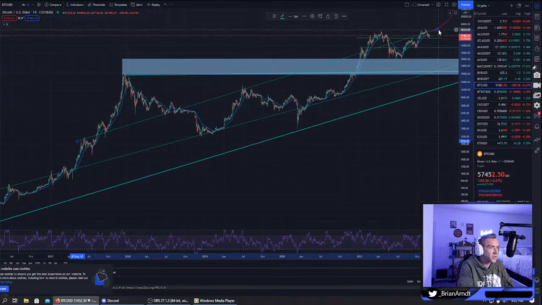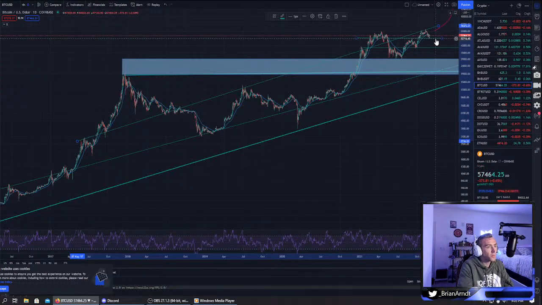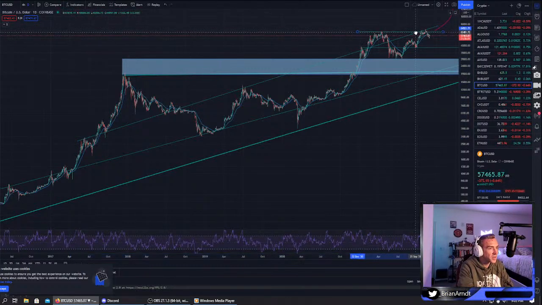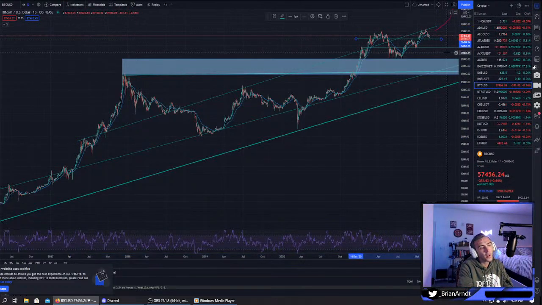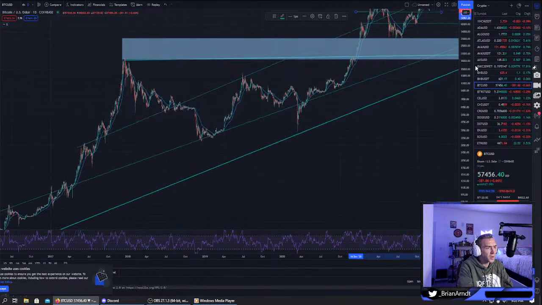Playing these zones, and these zones typically have a lot of confluence with each other, and help you predict moves in the market, especially intermediary moves, right? We're all expecting a pump, but what's going to happen in between the pump? We're going to get these little dips that occur in between these supply and demand zones. So that's a good look at Bitcoin here.